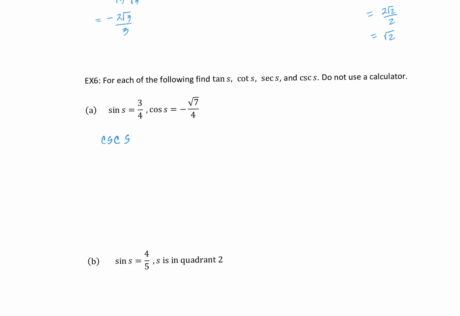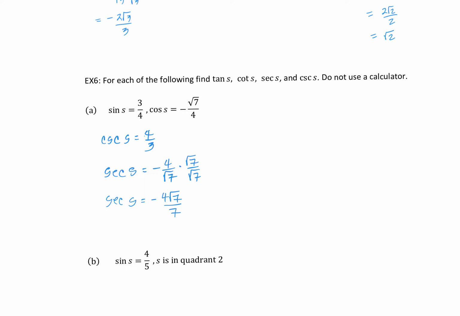So since cosecant is the reciprocal of sine, it's simply going to be equal to, not 5 over 4, sorry, 3 over 4, 4 over 3. So I have cosecant. And since I have cosine, I get its reciprocal, which would be secant. So I have secant of S is equal to negative 4 over the square root of 7. However, now I have to rationalize. So I get secant of S is going to be equal to negative 4 square root of 7 over 7.